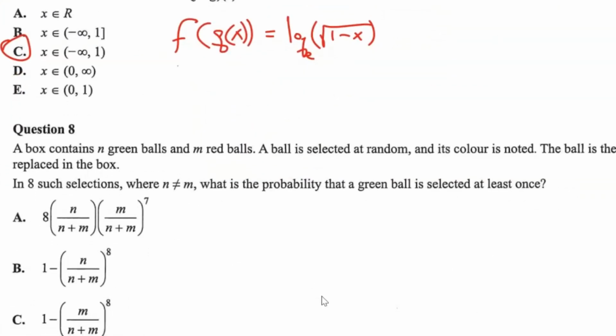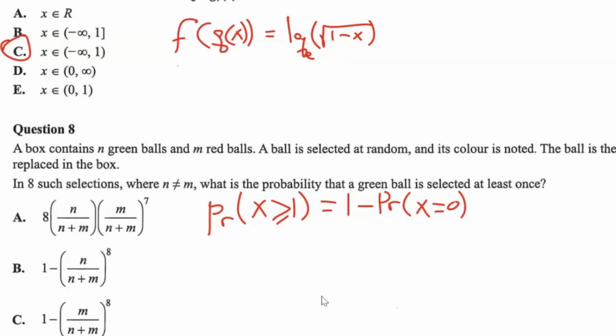Alright, a box contains n green balls and m red balls. A ball is selected at random and its color is noted. The ball is then replaced in the box, and this is done in 8 selections, where m and n are not the same. What is the probability that a green ball is selected at least once? Well, the probability of at least 1 means 1 minus the probability of selecting none, which is 0. The probability of selecting none means you are not selecting a green ball, so you're actually selecting a red ball.